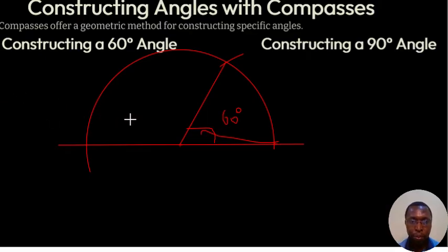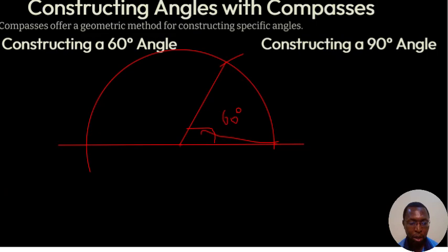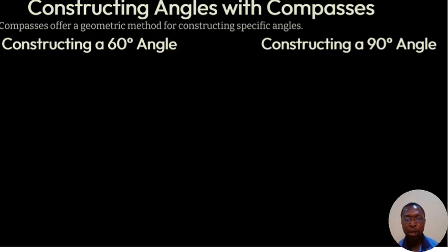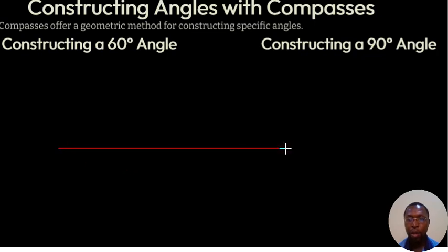Angle 90 degrees. Let's draw a straight line for angle 90 degrees. So you draw a straight line with your ruler, a horizontal line. When you have done that, you get your compass.